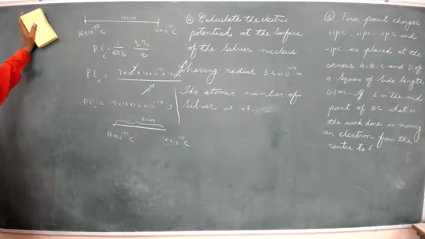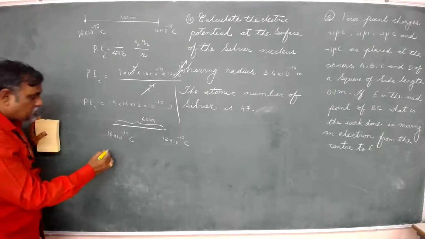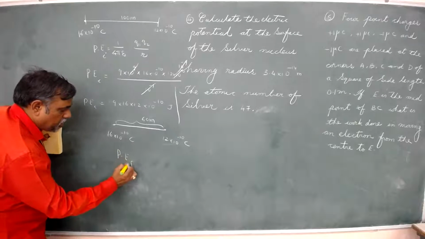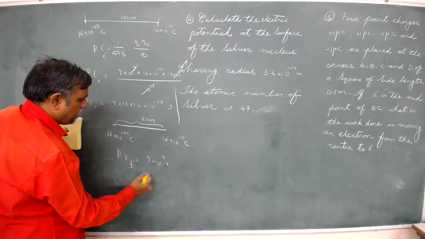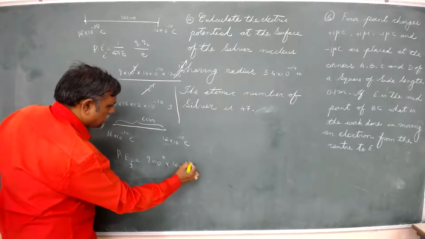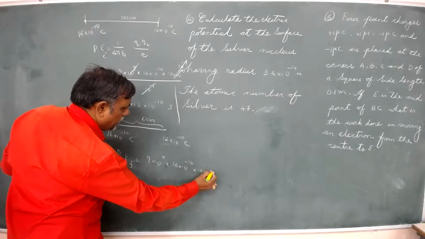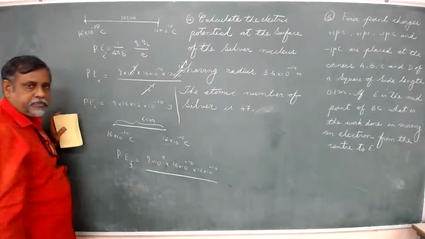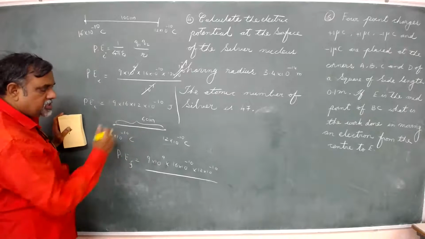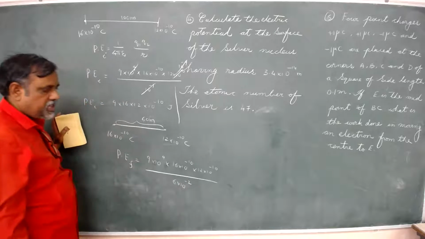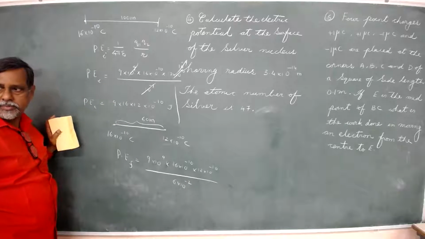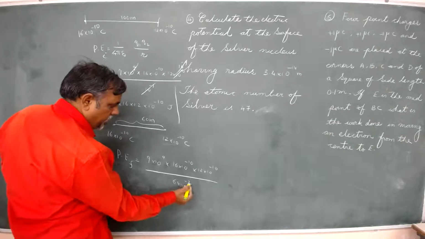Then what happens now? Force of repulsion increases, with which potential energy increases. Okay, so now the final potential energy is equal to 1 by 4 pi epsilon naught into 16 into 10 power minus 10 into 12 into 10 power minus 10 divided by, okay, so this is 6 centimeter, 6 into 10 power minus 2 meter. Right? Okay, so 6 into 10 power minus 2.